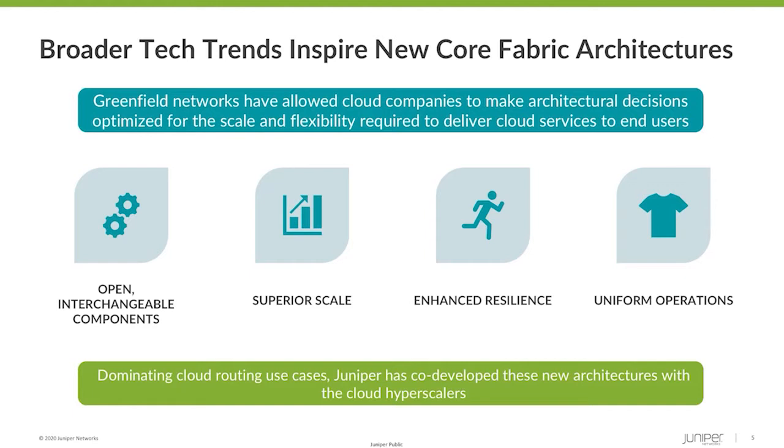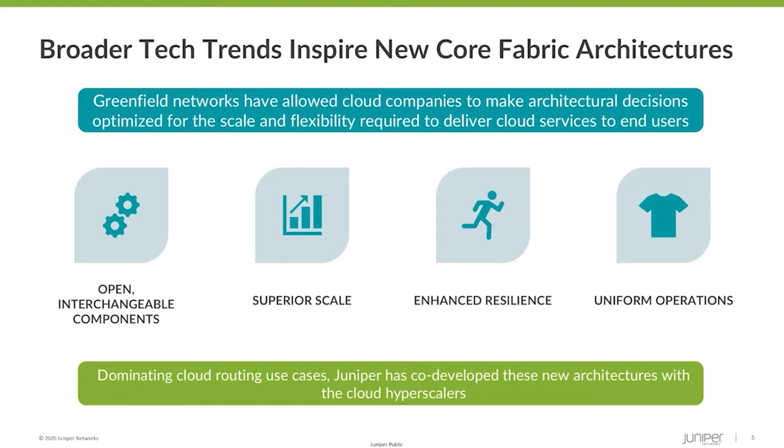Those cloud hyperscaler principles here included very high-scale, essentially Clos architectures, so fabrics, enhanced resilience, primarily through greater scale out and smaller blast radius. Open architectures, very important, with interchangeable components, whether from the same vendor or from different vendors. And finally, uniform and very importantly, automated operations.